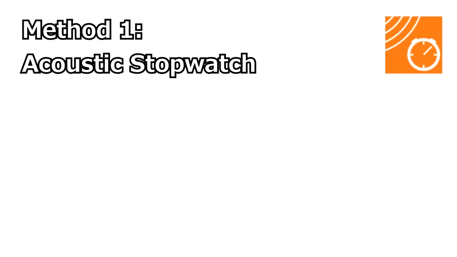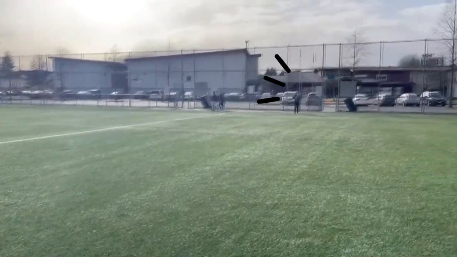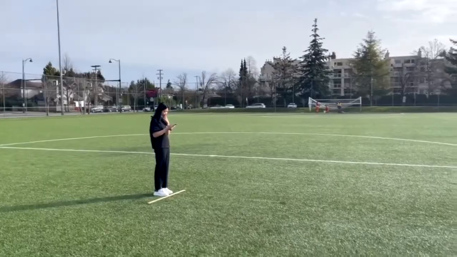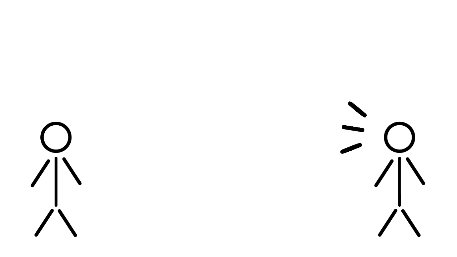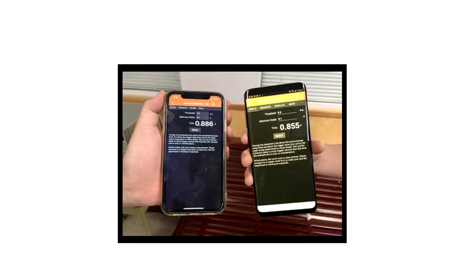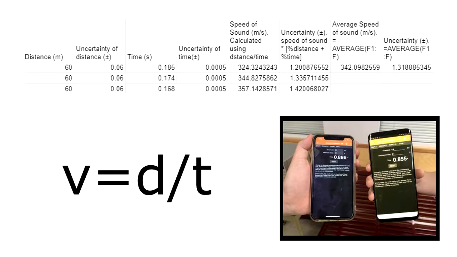So the first idea is using the acoustic stopwatch from Firefox. Basically, two people stand across from each other at a distance of 30 meters. We used a string that we had previously measured to calculate the distance between the two people, which is around 30 meters. We used the acoustic stopwatch to measure the time taken for sound waves to travel to the other person and then back to the original person who made a sound. Once we knew the time and the distance, we used the equation distance divided by time equals velocity to calculate the speed of sound.